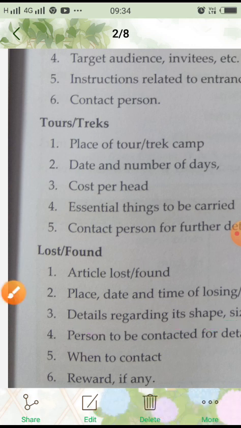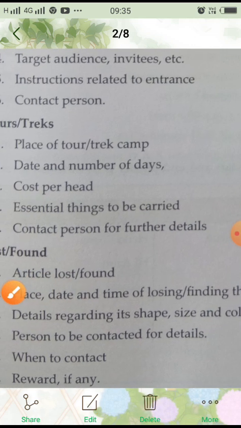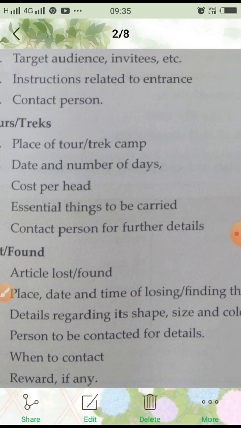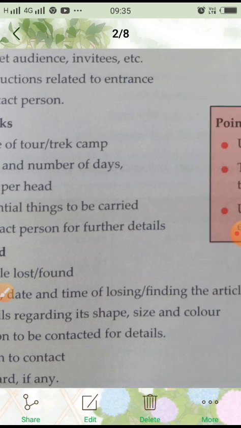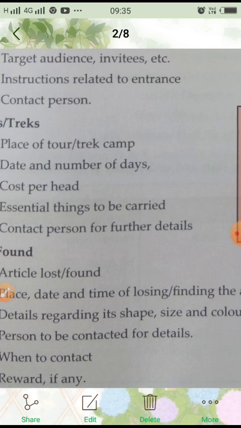Details regarding its shape, size and color, that is what kind of shape the thing which you have got is, and then what is the size and what is the color, everything can be mentioned.